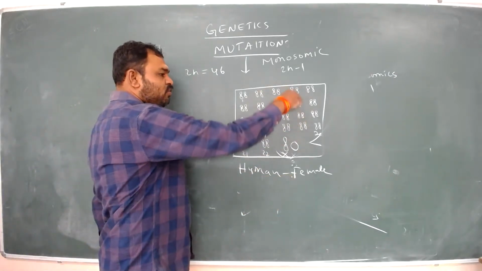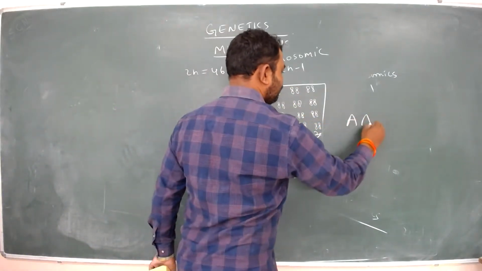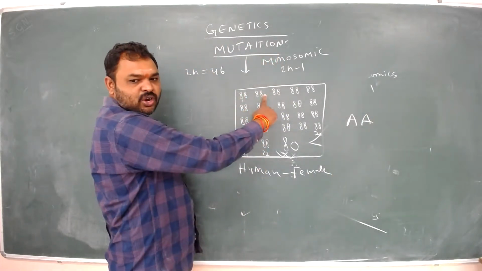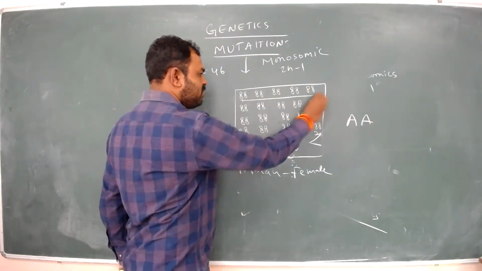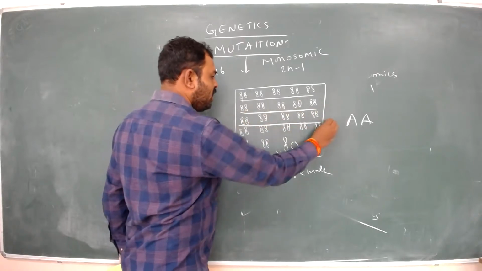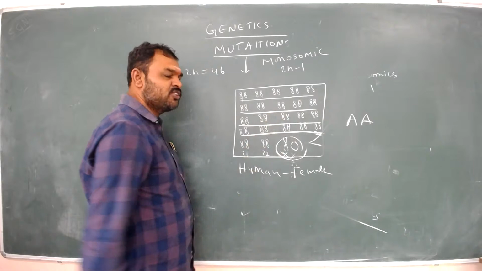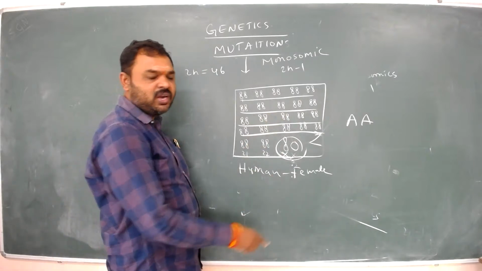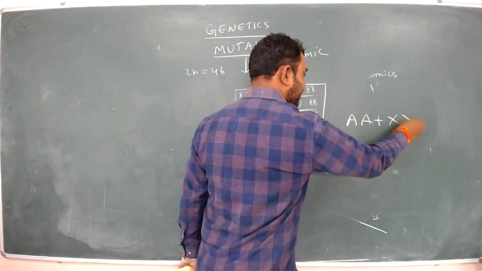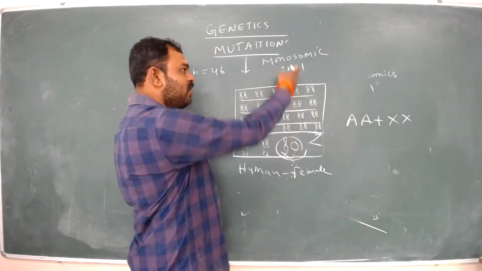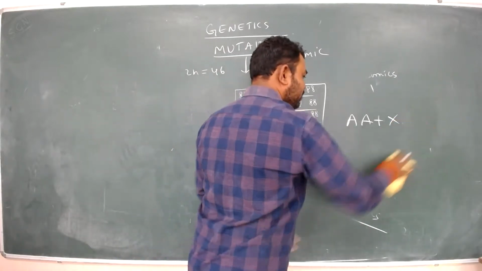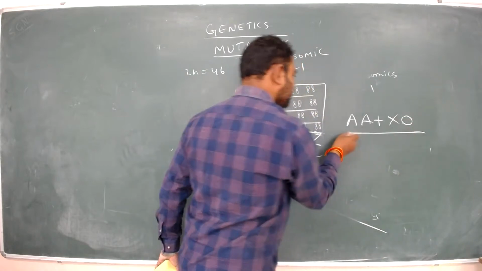All the body chromosomes are written as autosomes, so these chromosomal sets are called autosomal sets. The last one is called the sex chromosomes. In a human female, the sex chromosomes are X and X. But due to monosomy, one X is lost. Therefore, it will be called X0.